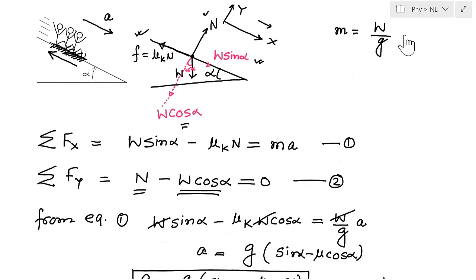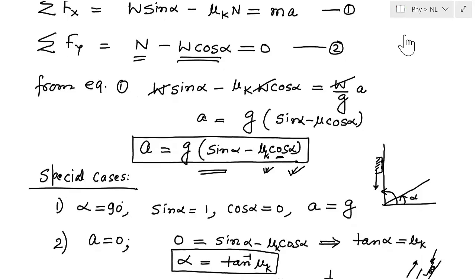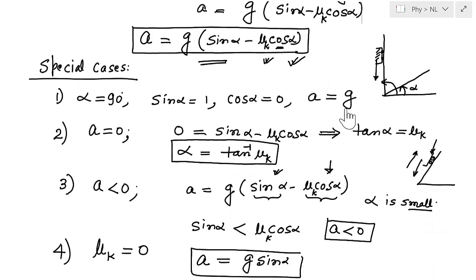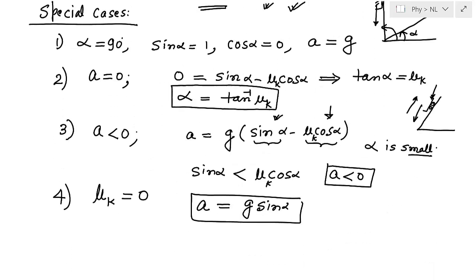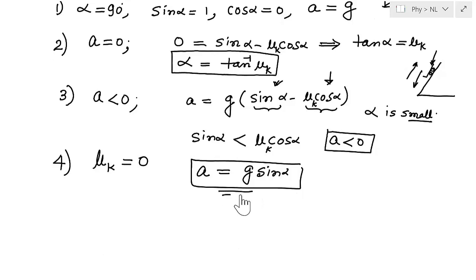Let me check if I have mu somewhere, then I have to replace it with mu k. So this is my mu k and this is also mu k. If mu k is equal to 0, acceleration is simply g sine alpha. That is your simple case where you have an inclined plane and there is no friction on the inclined surface. In that case, the object will move with a constant acceleration of g sine alpha.